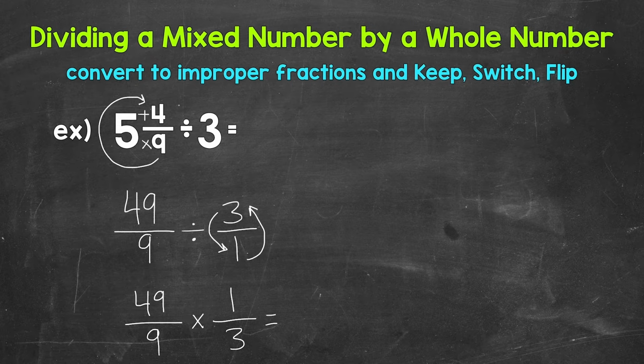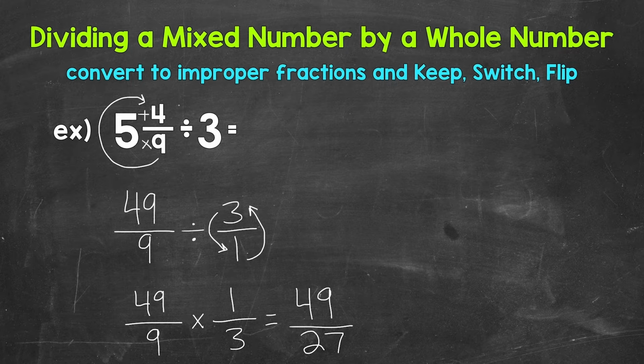So 49/9 times 1/3. Let's multiply straight across, starting with the numerators. So 49 times 1 gives us 49. Now for the denominators, 9 times 3 gives us 27. So we end up with 49/27, which is our answer, but it's an improper fraction. So let's convert it to a mixed number.